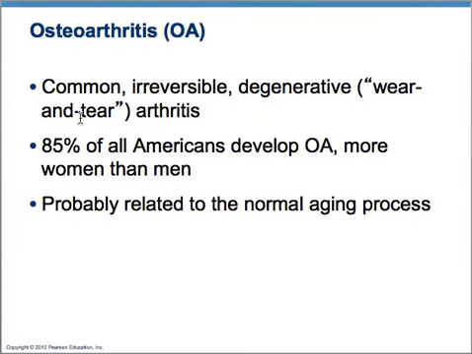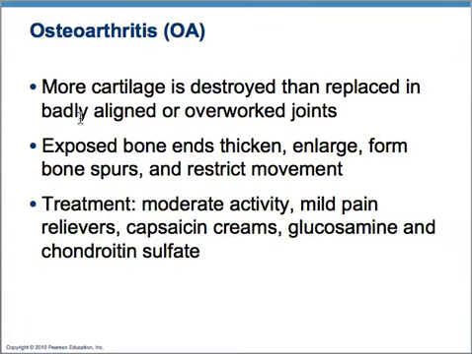So osteoarthritis, or OA, is a common irreversible degenerative wear-and-tear arthritis. 85% of all Americans develop osteoarthritis, and it's more common in women than in men. It's most likely related to that normal aging process we've been talking about, that unfortunate wear and tear as you advance in your age, like me. In OA, more cartilage is destroyed than replaced, and it's badly aligned. The joints are overworked. Again, a great contributor to that is aging.